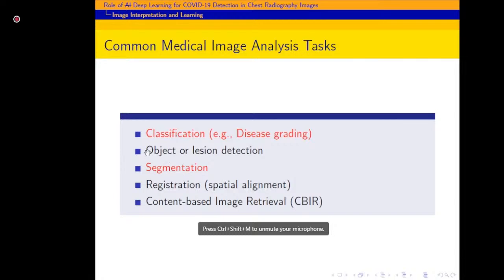Similarly, we also have something called the object and lesion detection problem, which is a kind of object detection problem where you need to identify one particular region where there is a lesion or a tumor. And segmentation is also one of the most popular types of medical image analysis tasks. We also have registration and content-based image retrieval systems. For all these tasks, you will find computer-aided diagnosis systems.